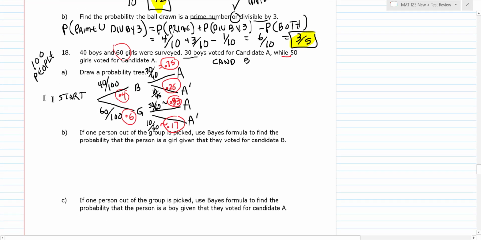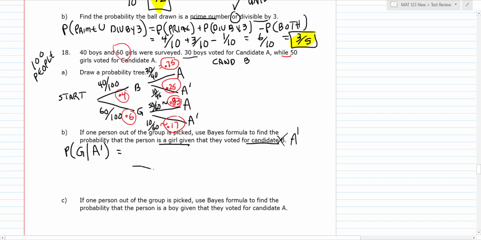Now what we're going to do is put together the probability. So this says if one person in the group is picked, we're going to use Bayes' formula to find the probability that the person is a girl given they voted for candidate B, or in other words, the other candidates. I'll write that as A prime. So this is the probability that they're a girl given that they voted for A prime.